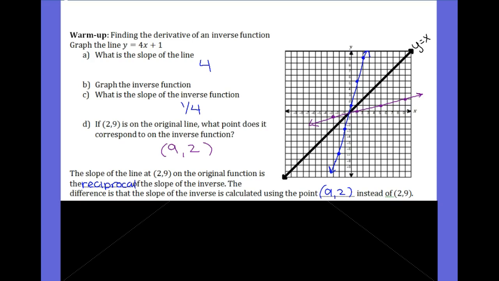And then do you have this one down at the bottom? Just without the graph. Okay.